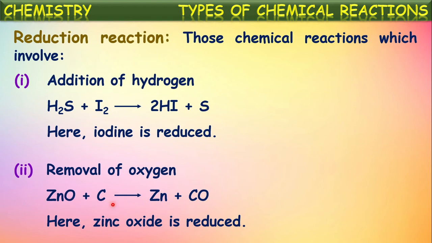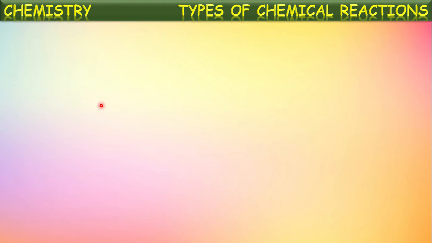In terms of carbon, carbon is oxidized because oxygen is added to carbon to convert it into carbon monoxide, isn't it? So carbon is oxidized, zinc oxide is reduced. In this reaction also you can say both. Hydrogen sulfide is oxidized, whereas iodine is reduced. These are oxidation and reduction reactions in terms of oxygen and hydrogen.